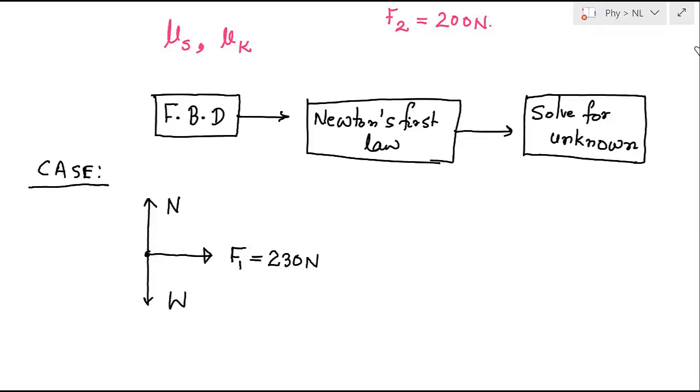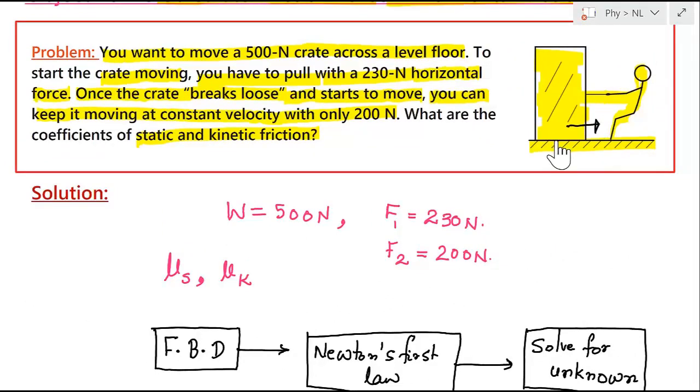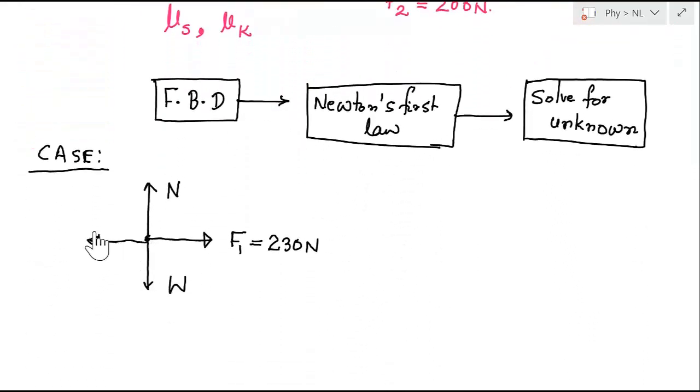If you try to pull in this direction, the crate will not move because there is a friction force acting between the surface, that is the ground, and the crate, and this force tries to oppose the motion of the crate. Friction force always tries to oppose the motion. The crate tries to move in this direction, so the friction force will act in the opposite direction. Let us call this friction force f1.